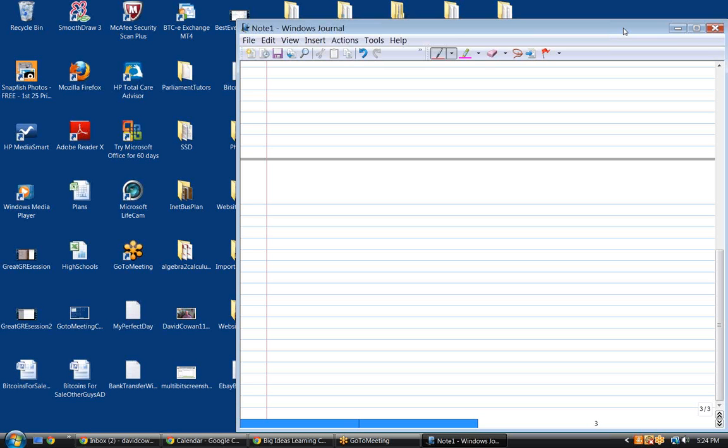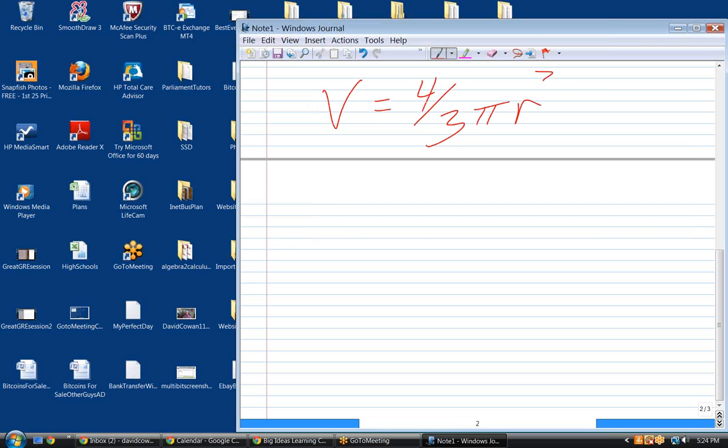Oh, really? Okay. So you're not doing the volume of a sphere? No. Which is 4/3 pi r cubed. No. I know cylinders, though. Okay. When you have the volume of a cylinder, it's what? Pi r squared times height.